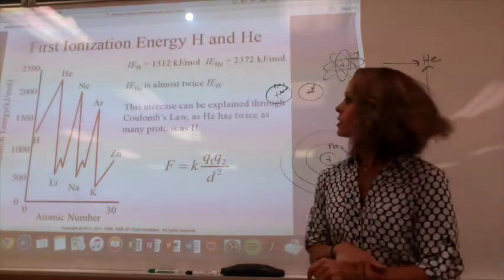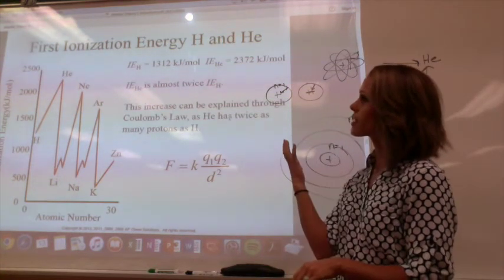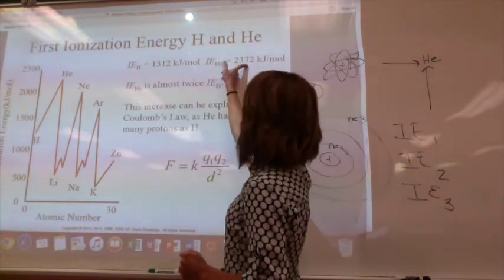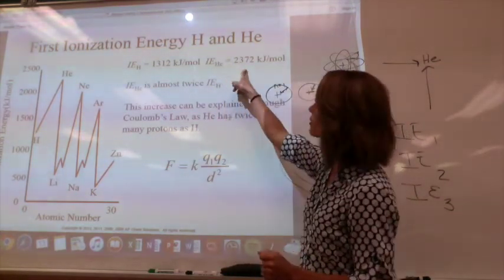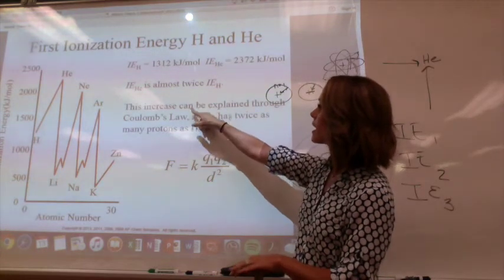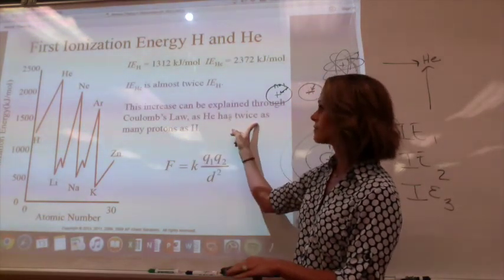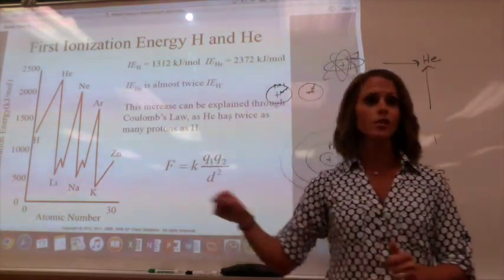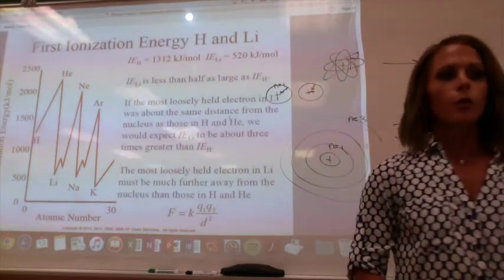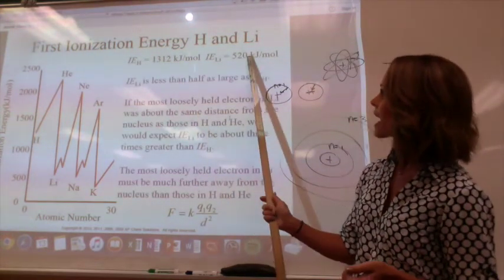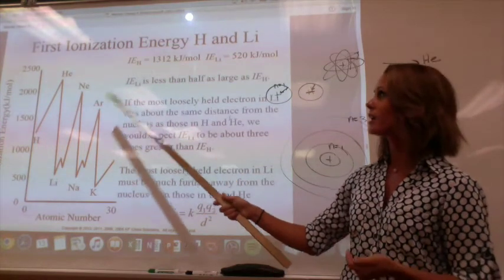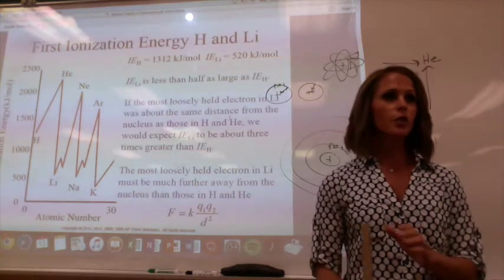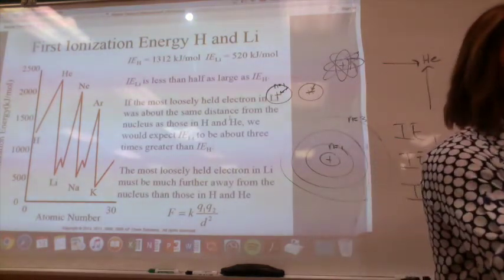All right, so let's take a look at what we were just discussing, but now it's written down for you. Here are the actual numbers for hydrogen and helium. Helium is pretty much double that, and that's because helium has twice as many protons. So Q is doubled, therefore the force of attraction is doubled, therefore the energy to remove the electron is doubled. Looking at lithium, lithium has half the energy, and we already said hydrogen is in energy level 1, lithium is in energy level 2. Since it's further from the nucleus, the energy is decreased.